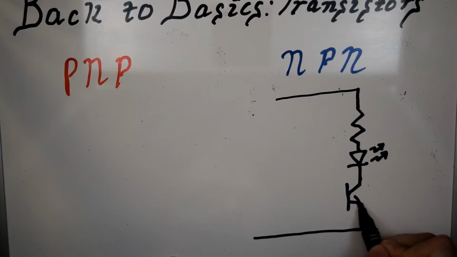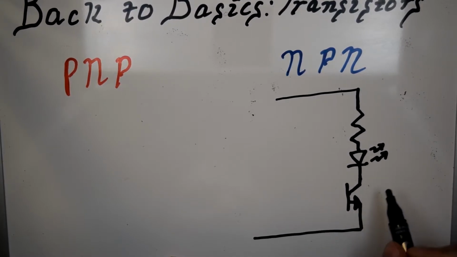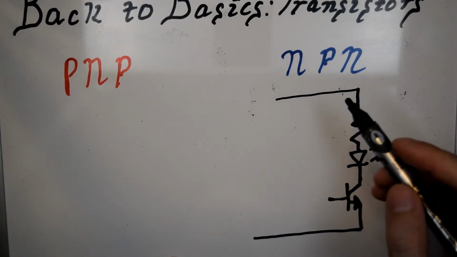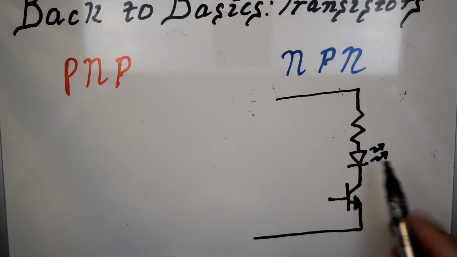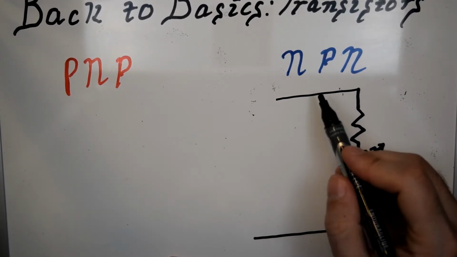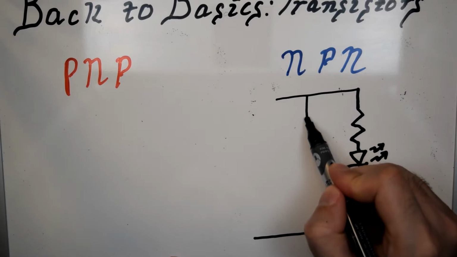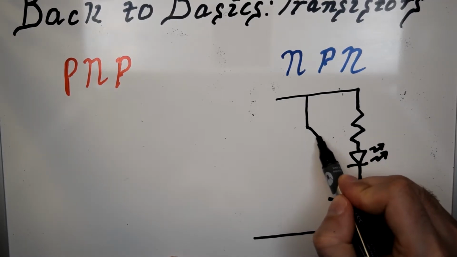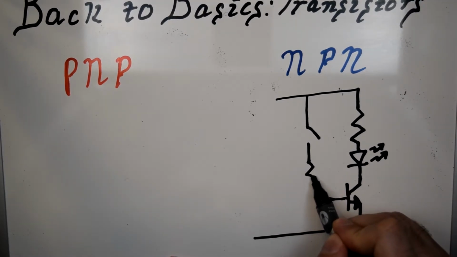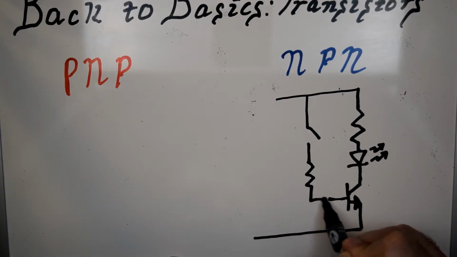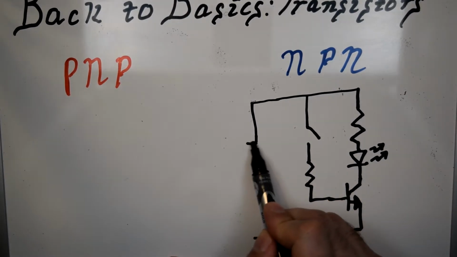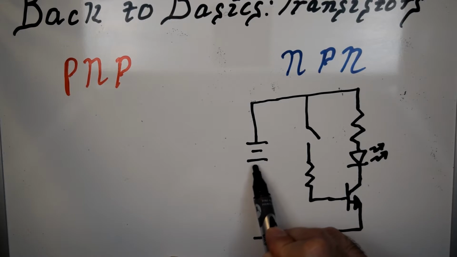And that's the NPN. I remember the style of the transistor by saying not pointing in, so the arrow is pointing out. It's not pointing in. And then we're going to come down from here. We're going to have a little switch, another resistor. This is a very basic, just demonstrative use of a transistor here.